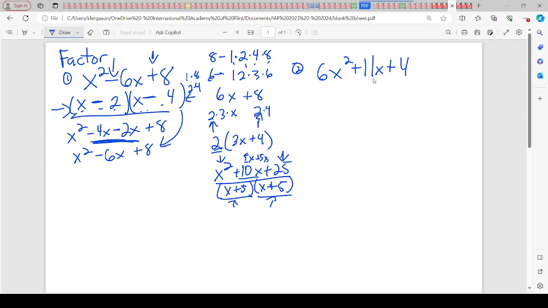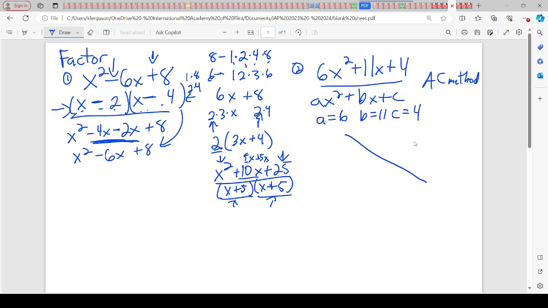So now I look at this one. This one I'm going to do what's called the AC method. The AC method, I need to recognize that this trinomial is in the form of ax squared plus bx plus c. Okay? And then I look at what a is, what b is, and what c is. Well, a is 6, a times x squared, 6 times x squared. B is 11, b times x, 11 times x. And then c is just 4.